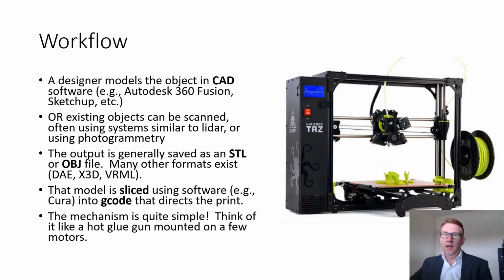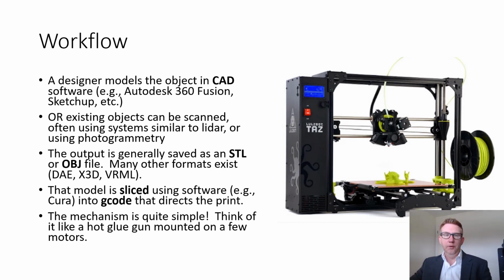So lots and lots of different 3D modeling containers that you can use. That 3D object gets passed into software called a slicer. We use Cura to do that in my lab, but lots of different slicers are available. That slicer essentially takes that model apart and creates a layer by layer map of how it needs to print it. And that map is translated into what's called G code that directs the print.